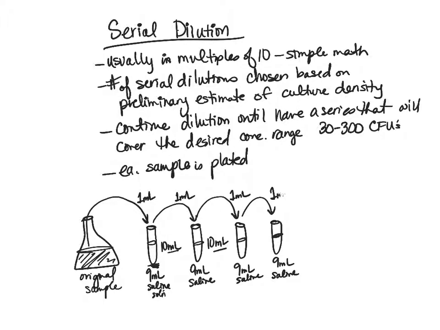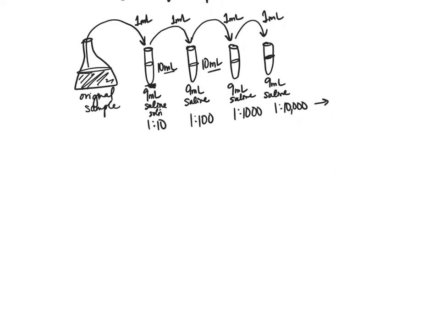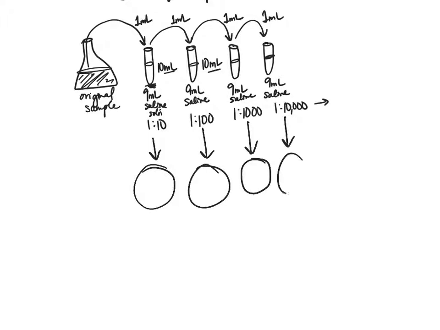So then we continue on so that we get more and more dilute. So this is a 1 in 10 dilution, this is a 1 in 100 dilution, a 1 in 1,000 dilution, a 1 in 10,000 dilution, and on. So then what we've done is we've really diluted this. And then we take some from each sample and put it on agar plates. Once we put it on agar plates, then we incubate. And once we incubate, then we see our colony-forming units.